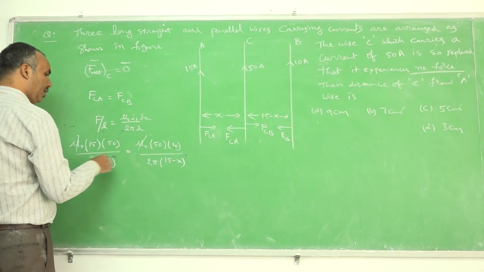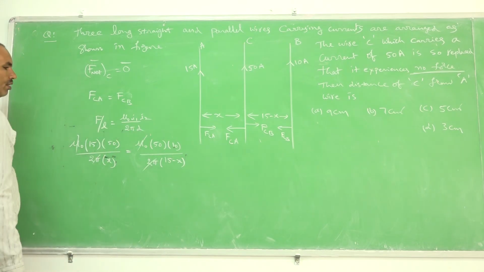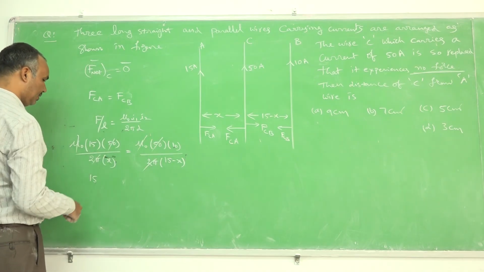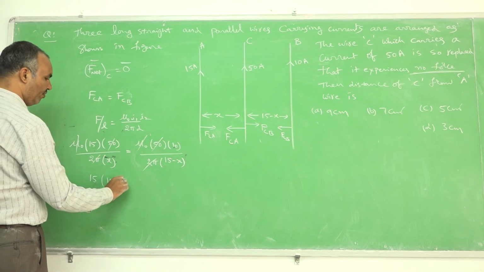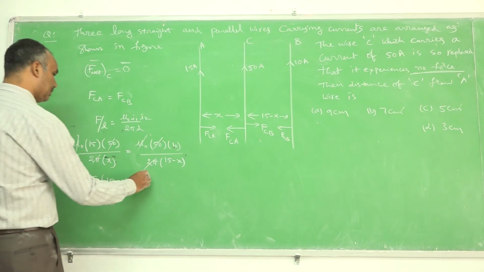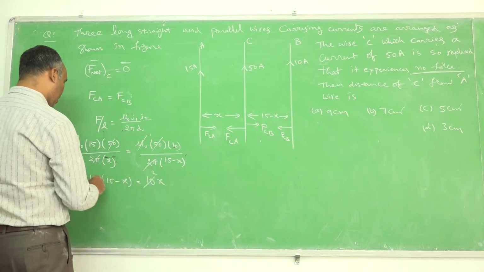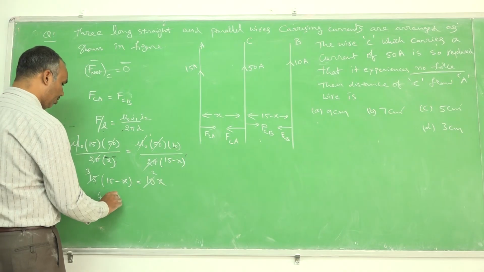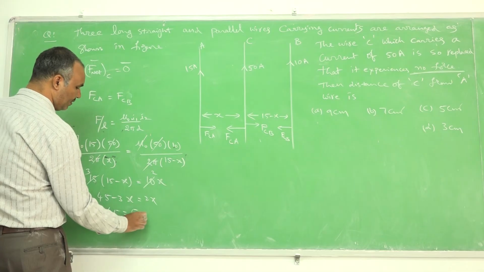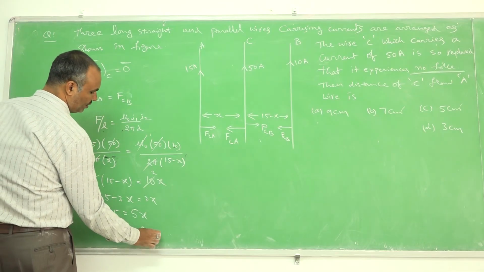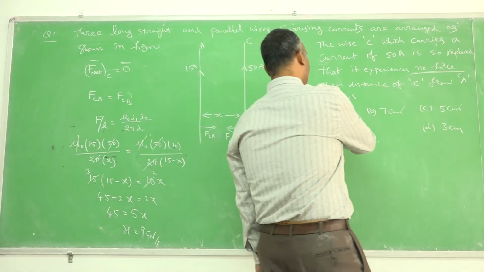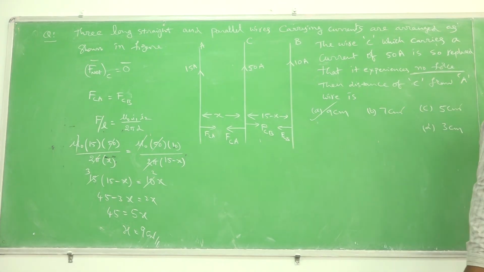Mu naught and 2 pi get cancelled. So if you cross multiply, even 50 gets cancelled. 15 into 15 minus x is equal to 10x. 3 times: 45 minus 3x is equal to 2x. 45 is equal to 5x. x is equal to 9 centimeters. So the distance of wire C from A is 9 centimeters. So a very simple solution for the given question.